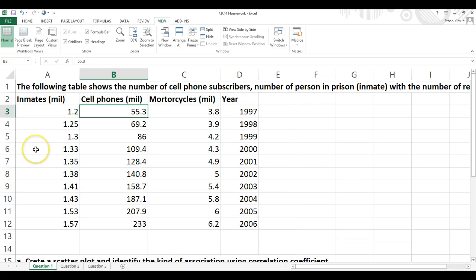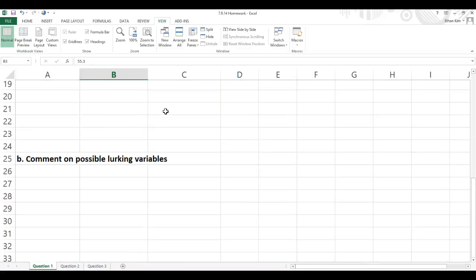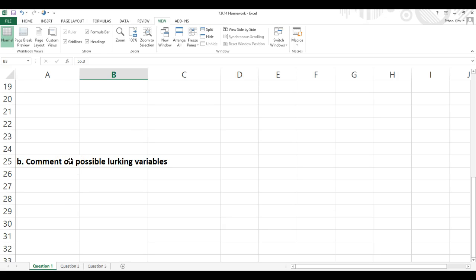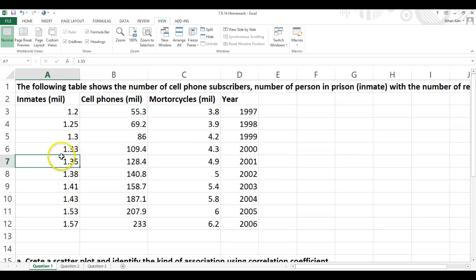So here, what we're looking at is the number of inmates, number of people in jail. And we want to see if there is a relationship between this and cell phone subscribers, and this and registered motorcycles, right? So you have to do two separate analyses and make sure you separate them. So that's for part A, and then you have to comment on possible lurking variables, right? So anything that's not listed here, you might be wondering, is there anything else that might be affecting the number of inmates? So you have to think.